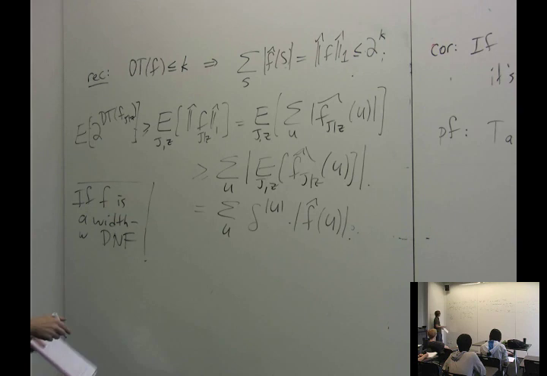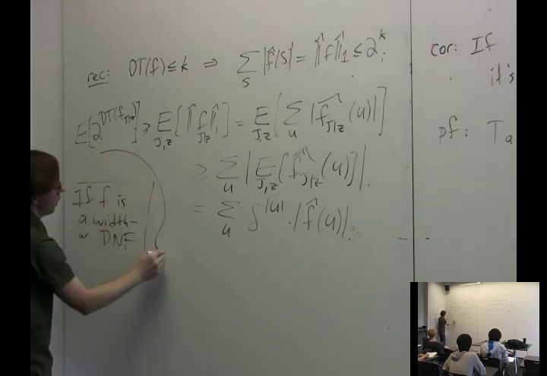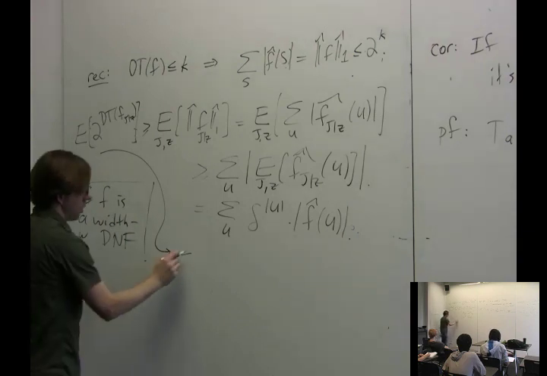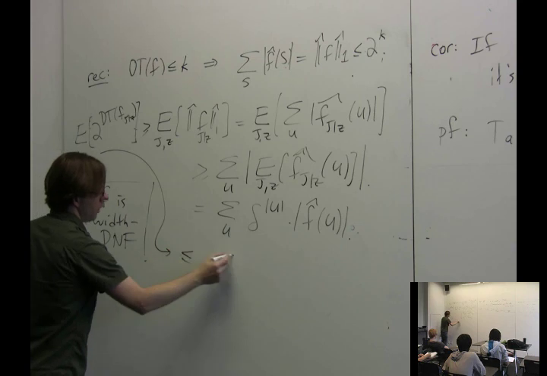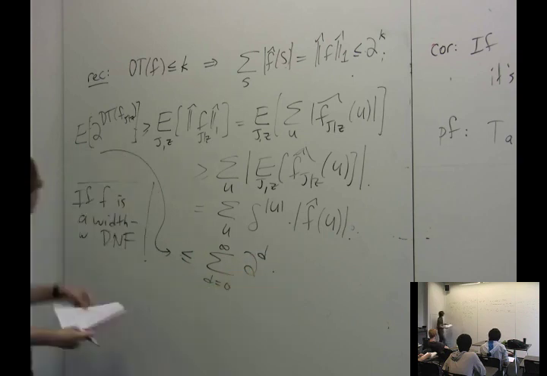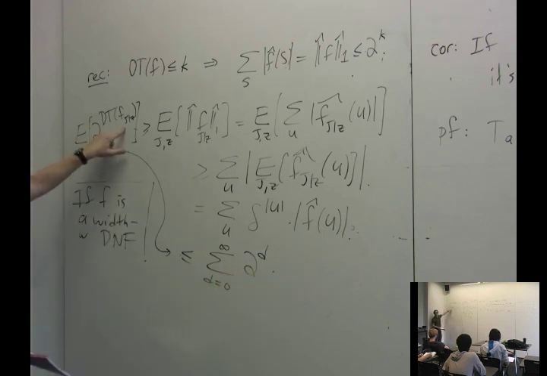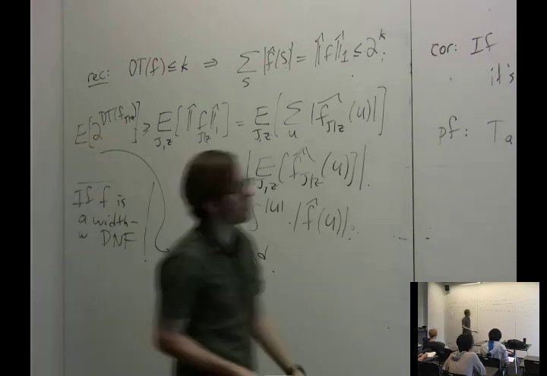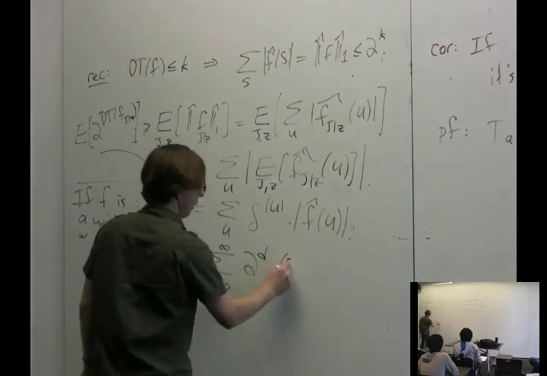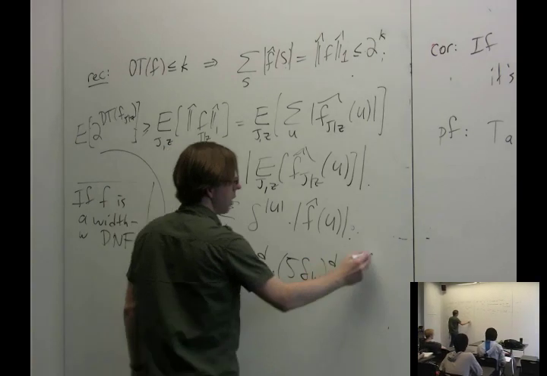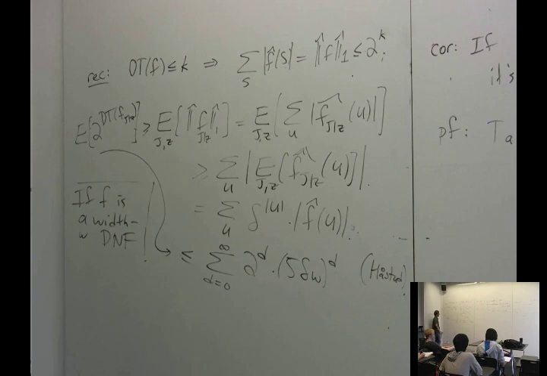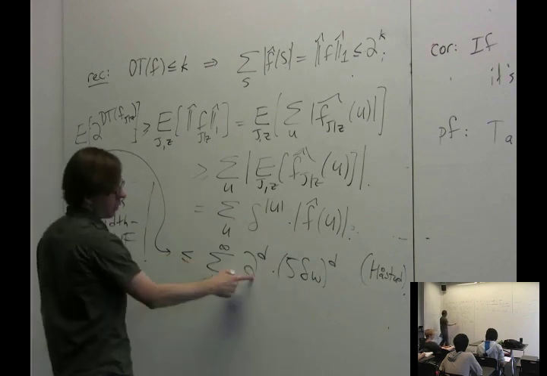So this expectation is going to be at most the sum over all d going from 0 to infinity of 2 to the d times the probability that the decision tree complexity of the restricted function is d. And Håstad tells us that's at most 5 delta w to the d, by the switching lemma. So now this is going to be exponentially small. I still have to crush this 2 to the d, but that's okay.